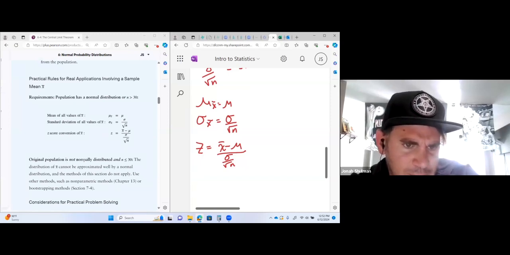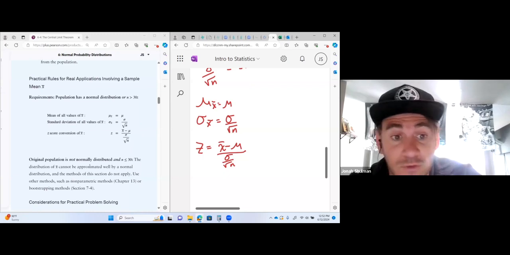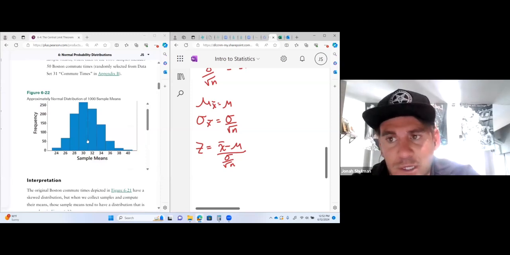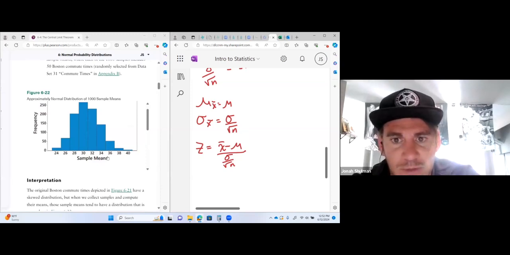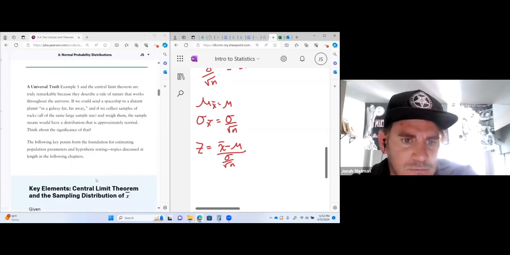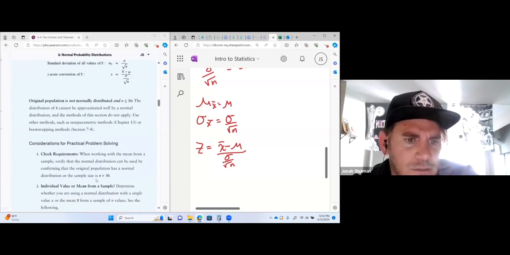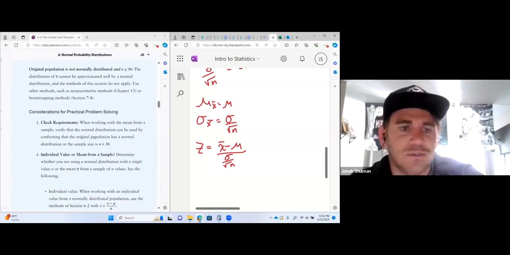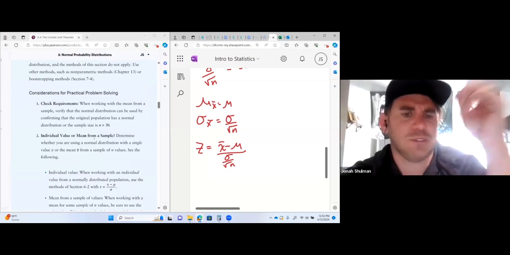The original population is not normally distributed, and n is less than 30. It cannot be approximated well by a normal distribution. Do not apply. Okay, so if we're smaller than 30 and it's not in this shape. If we originally started with this, it wouldn't matter how big it is. But if we're not with this shape and we're less than 30, we can't do this, which is fine. So you always check the requirements to make sure you can do this. Okay, what else we got?